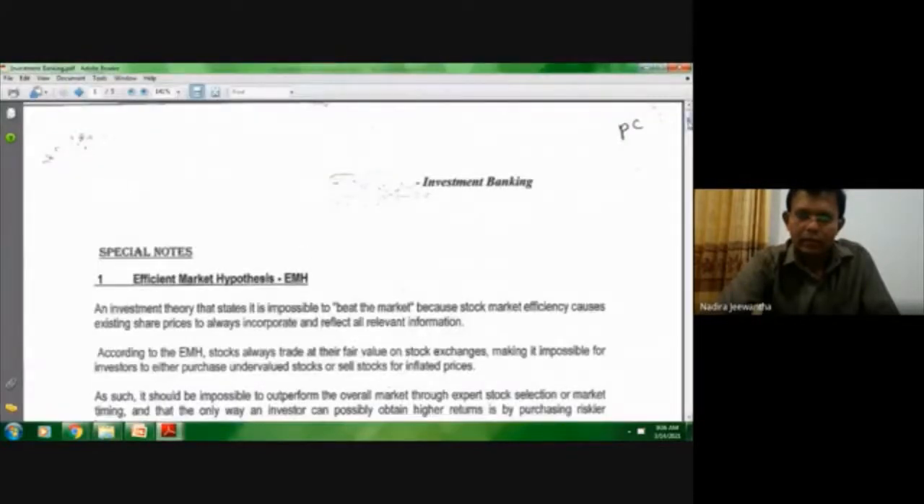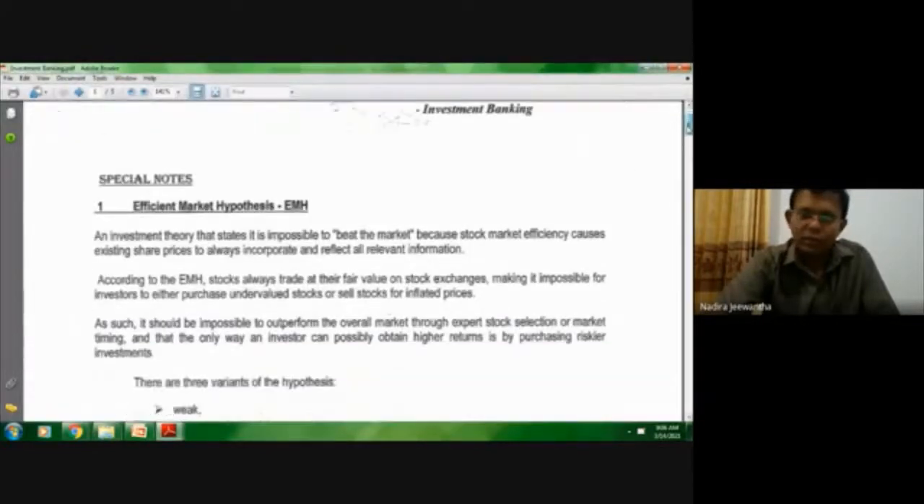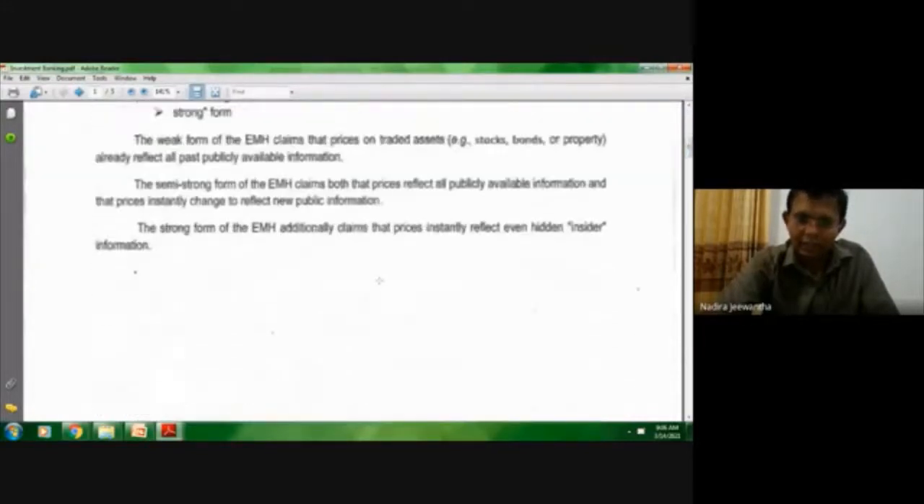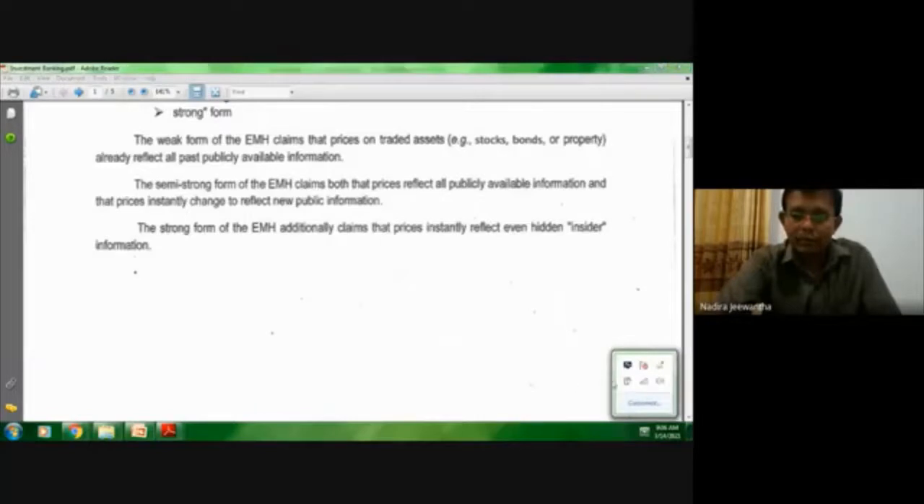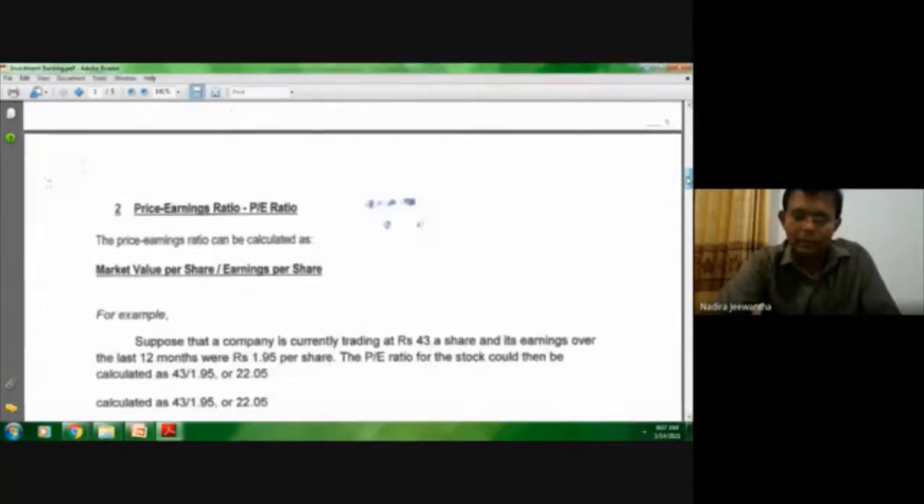Then the special note I wanted to give: the examiner had not tested this, but I have a feeling that the examiner is more concerned about the share market, so he can test you on this. So please go through this.